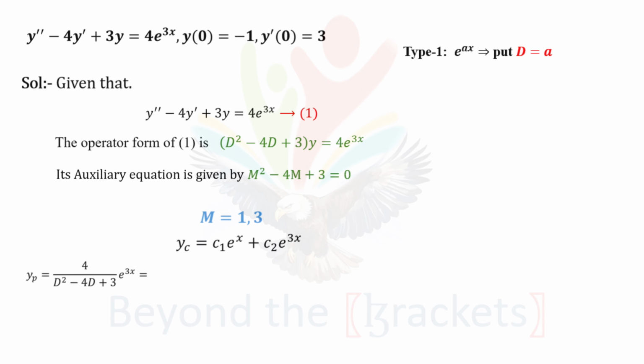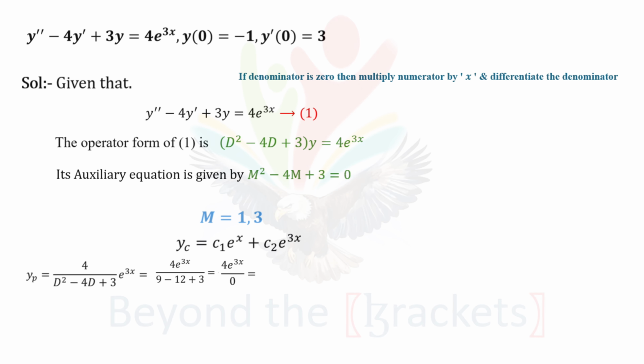So replacing D with 3, D square becomes 9, 4D becomes 12. So it's 9 minus 12 plus 3, which sums up to be 0. Here the denominator is 0. This happens because e power 3x already appears in the complementary function. In such situations, we will call this a case of failure and we apply the modified rule.